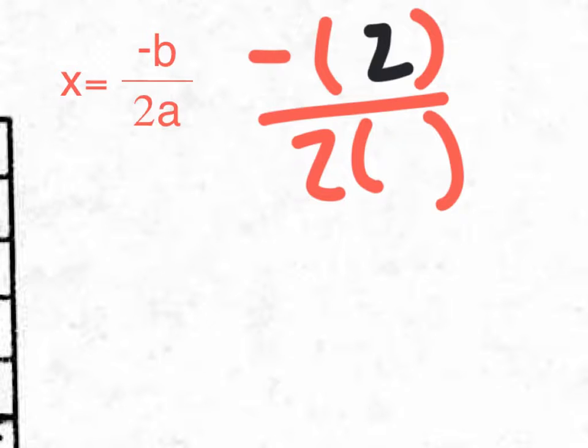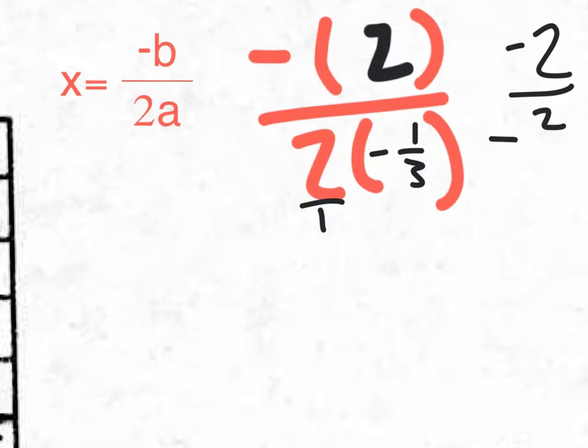Here we go. So that was negative 1/3 for the a value. So I'm going to put a negative 1/3 right here. Wow, this one might be uglier than what I thought. We're going to multiply 2 over 1 times negative 1/3. That'll give us a negative 2/3. So I really have a negative 2 up on top, and on the bottom I have a negative 2/3.